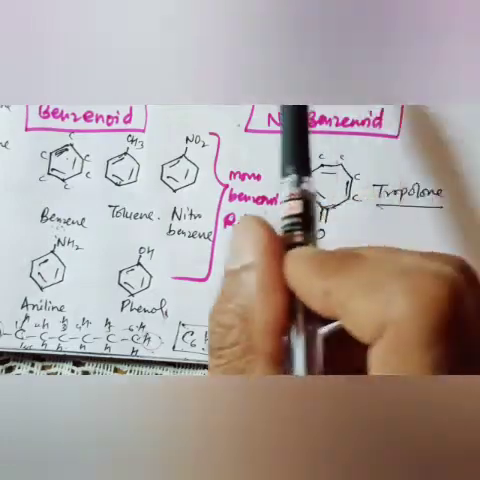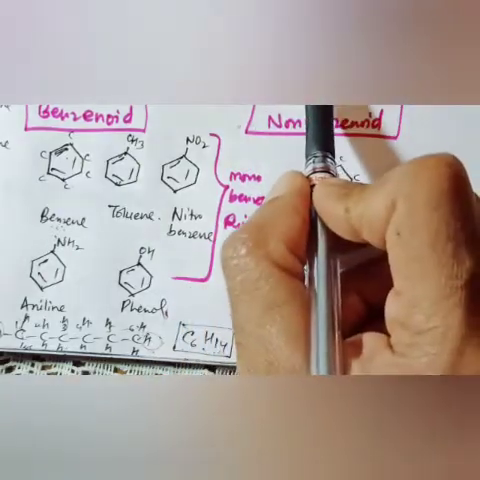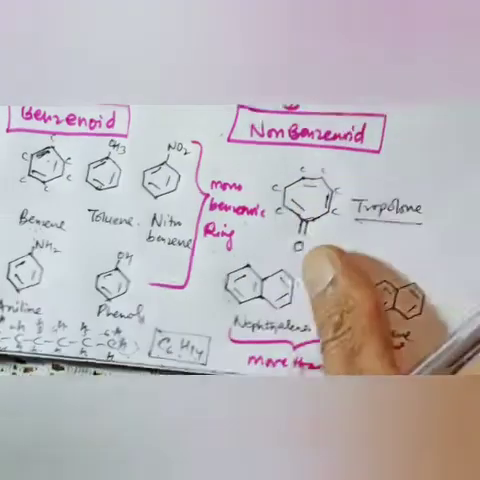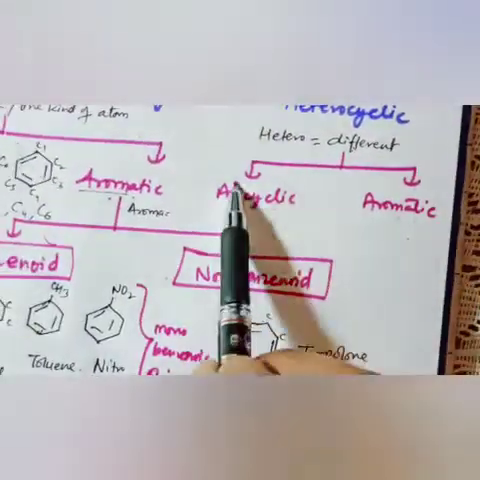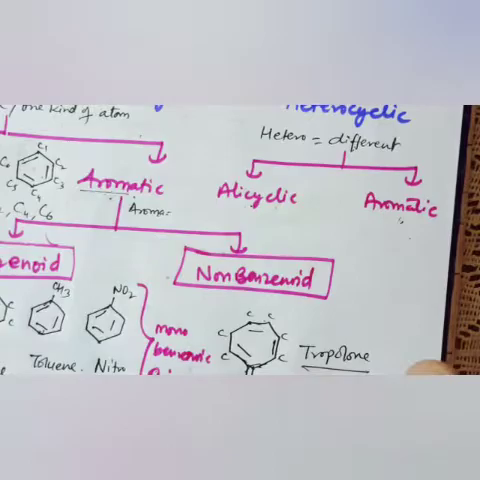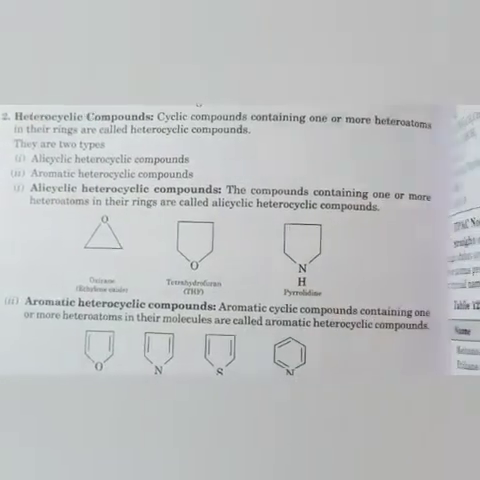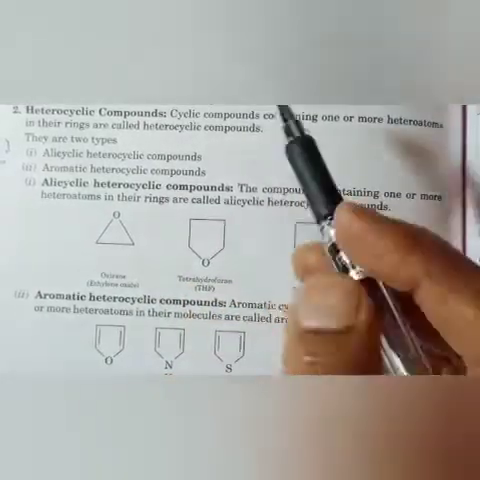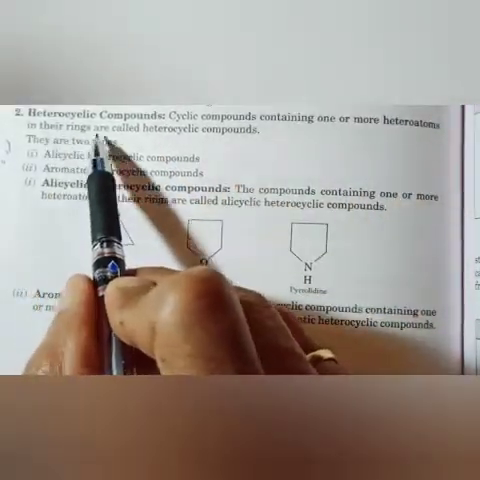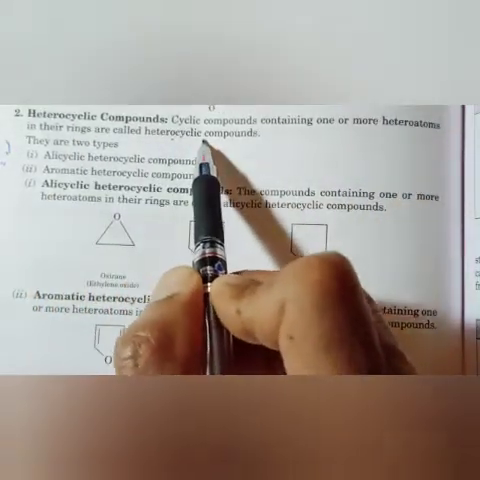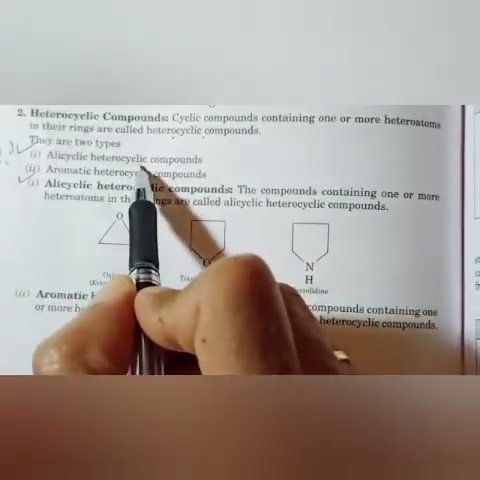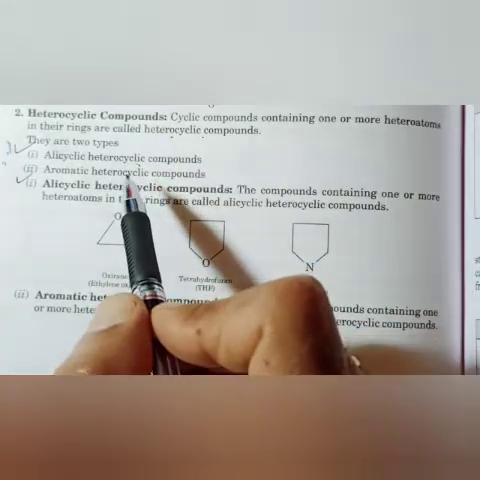Heterocyclic compounds also have 2 types: alicyclic and aromatic. I am going to tell you these alicyclic and aromatic types with the help of my book. Dear students, you can see here heterocyclic compounds: cyclic compounds containing one or more heteroatoms in their ring are called heterocyclic compounds. There are 2 types: alicyclic heterocyclic compounds and aromatic heterocyclic compounds.